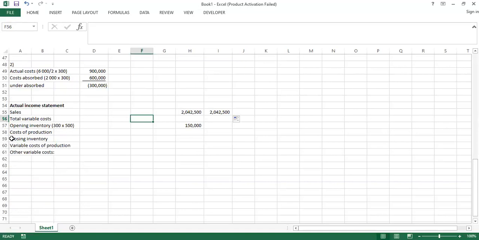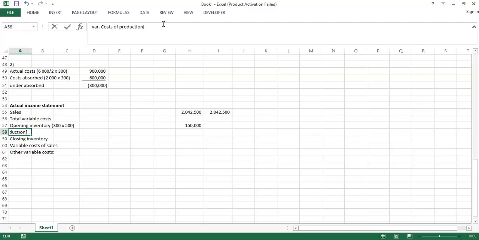Let's see. Our cost of production, so we are only taking the variable cost of production. So the right way, how did I put this? I said opening inventory, closing inventory. Here it should have been variable cost of production, actually, and here it's variable cost of sales. Let's write the correct wording there. Variable cost of sales, and here it's variable cost of production. Just for the sake of terminology.